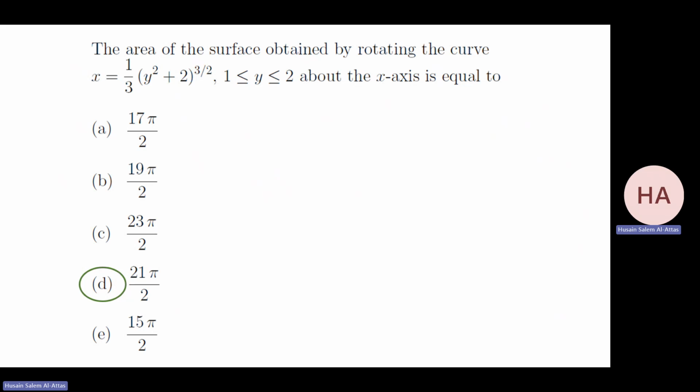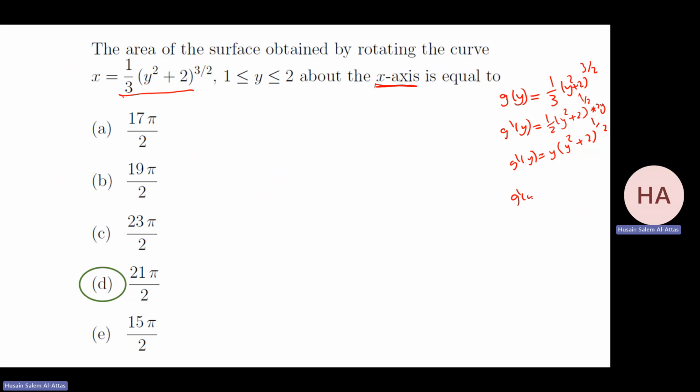The curve about the x-axis. So I have this function of y, g of y. What will be g prime of y? Be careful. It will be half, y squared plus 2 to the power half, times 2y. That will be y squared plus 2 to the power half. That's g prime of y.